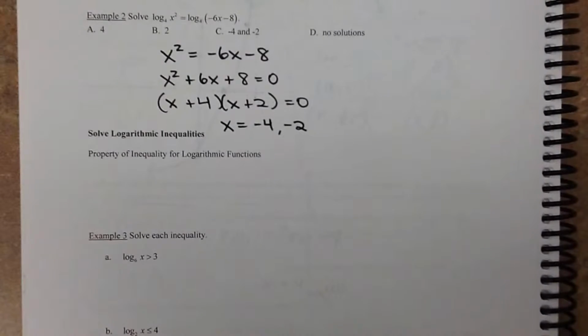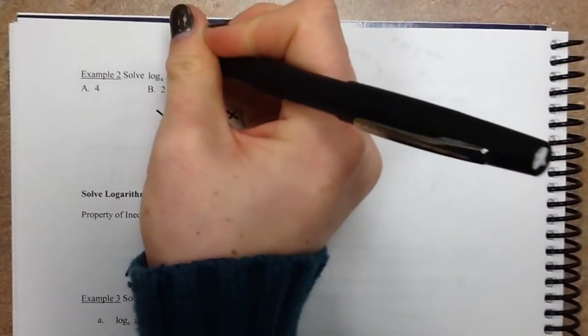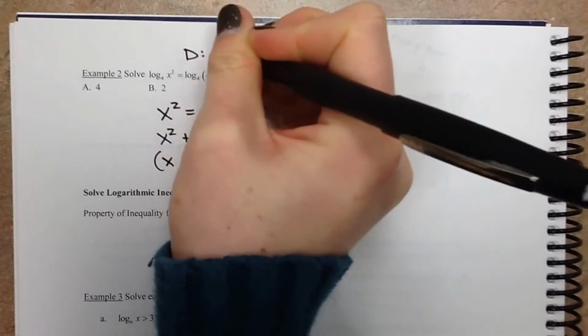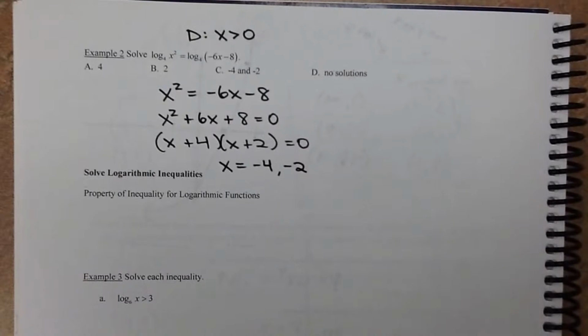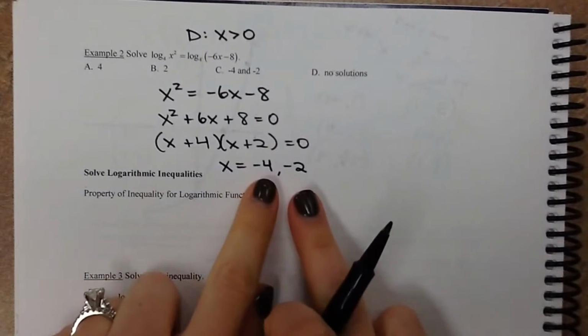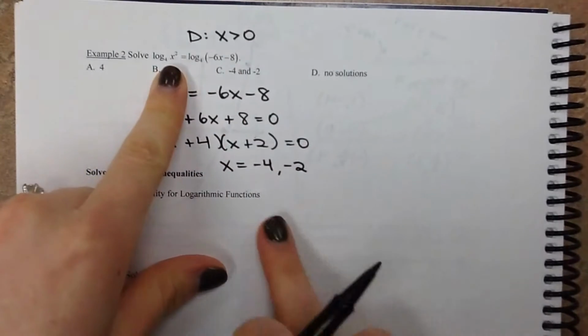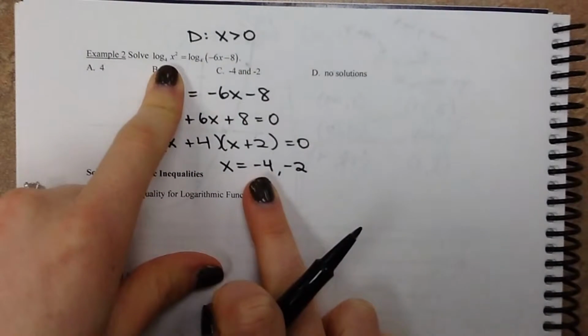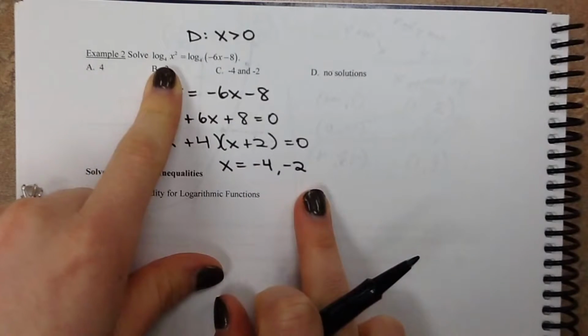We need to check for extraneous solutions with something like this too, because log functions, remember, have a domain of only positive values, meaning you can only plug positive things into our log function. Not that these have to be positive, but when you plug it in, they have to come out positive. So if I plug in a negative 4 and square it, that comes out positive, so that's fine. If I plug in a negative 2 and square it, that also comes out positive.